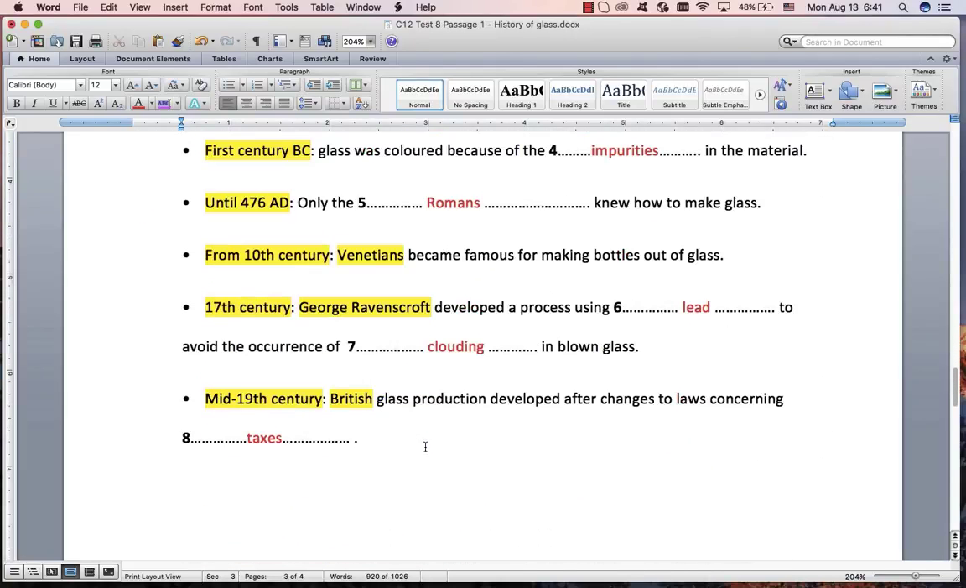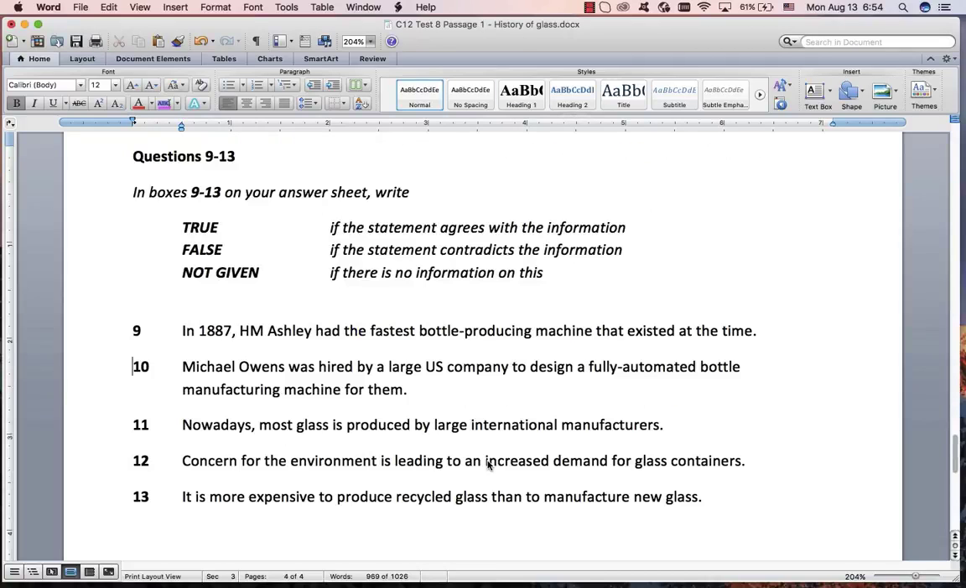Let's move on to the true, false, not given. Right, true, false, not given. This true, false, not given is quite good practice for really focusing in on the target language and practicing ignoring the things that they're not going to be asking about. Let's take a look. In 1997, he had the fastest bottle producing machine that existed at the time. Can you see what the target language is? What is your circle word? That is it over there.